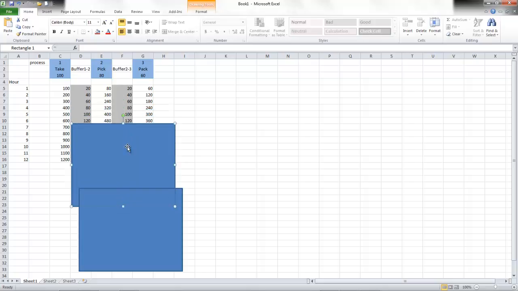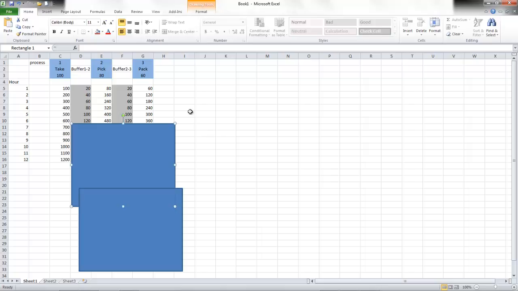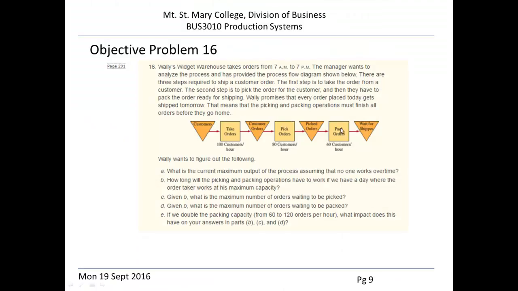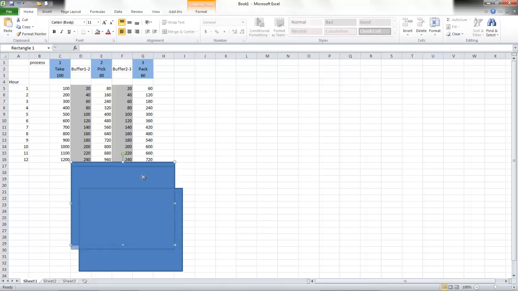Okay, one way to ask this question: what is the current maximum output of the process, assuming no one works overtime, is how many can you produce at the bottleneck? The bottleneck is the third process. It does 60 per hour. And at that rate, I'm going to drop this all the way down. If we only look at the third process, at the end of 12 hours, you can only process 720 orders via the pack process, which is the bottleneck.